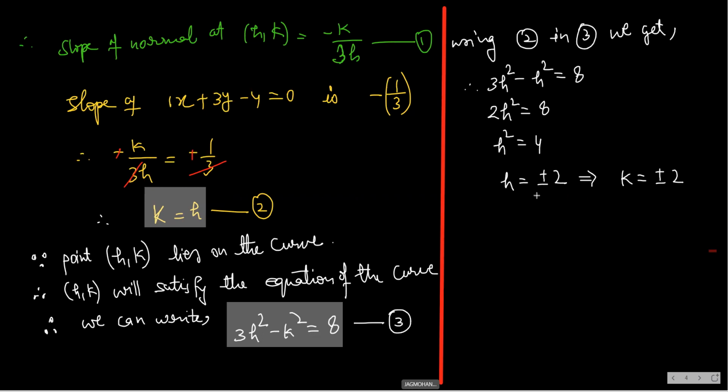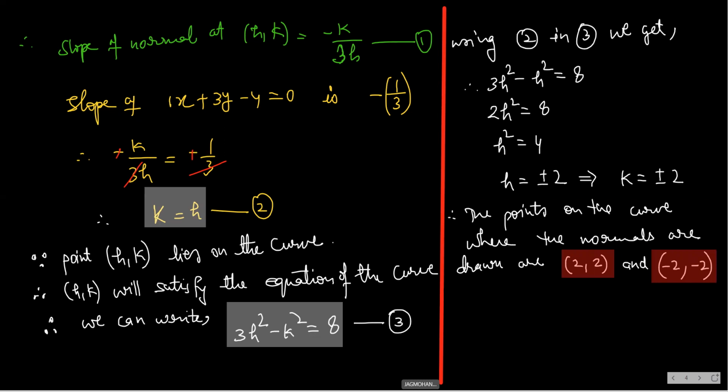Now since k is same as h, if h is plus minus 2, then k is plus minus 2. Now the points on the curve where the normals are drawn are 2, 2 and negative 2, negative 2. When h is 2, k is 2. So one point is 2, 2.